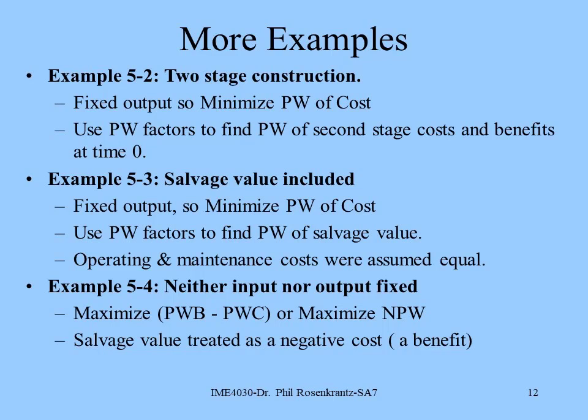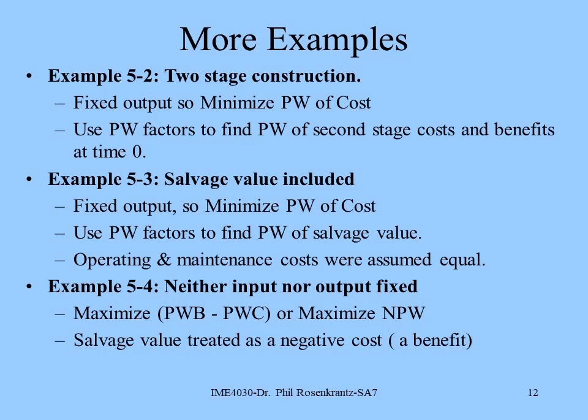In chapters 5, 6, 7, and 8, you can look at salvage value either way. You can think of it either as a benefit or as a negative cost. But later on, when we get to benefit cost ratio analysis, you'll see that we have to treat it as a negative cost in order to get a valid analysis. But for now, you can look at it either way.